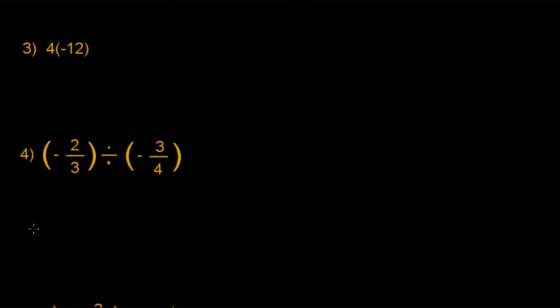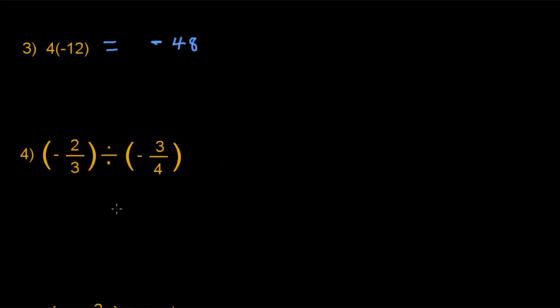The next problem is a multiplication, and it is a multiplication of a positive number times a negative number, so the signs are different, and in multiplication, if the signs are different, we will get a negative number, and in this case it's 12 times 4 is 48 and negative 48.